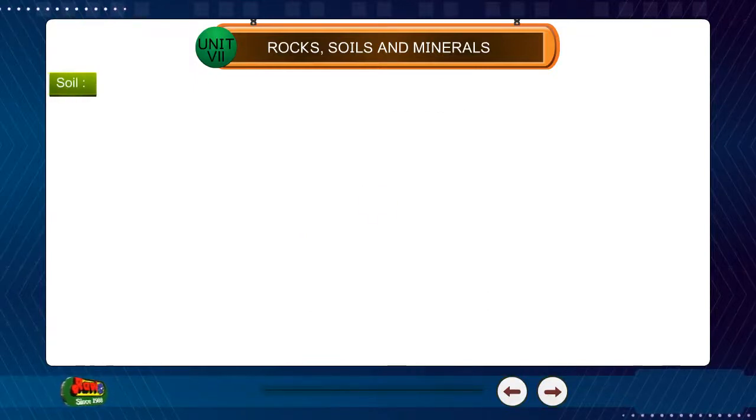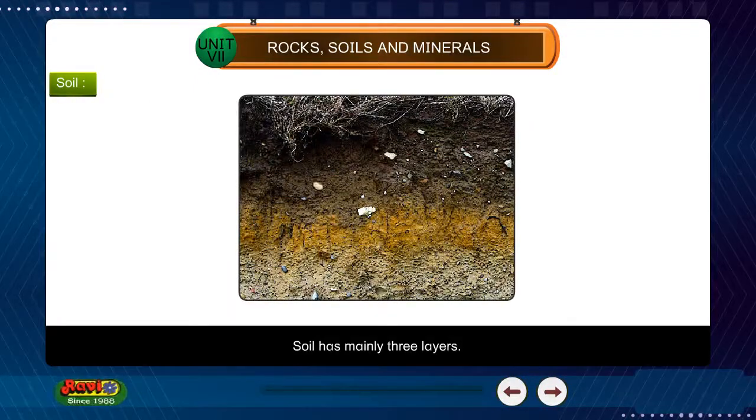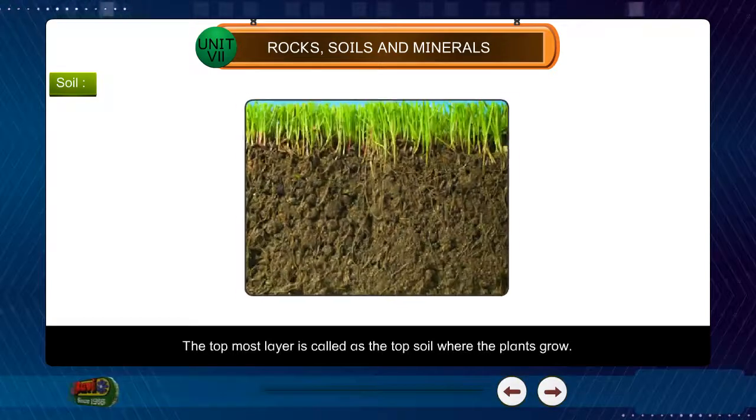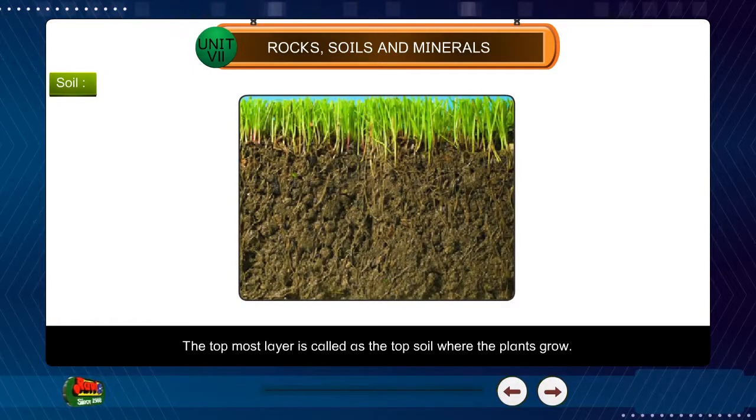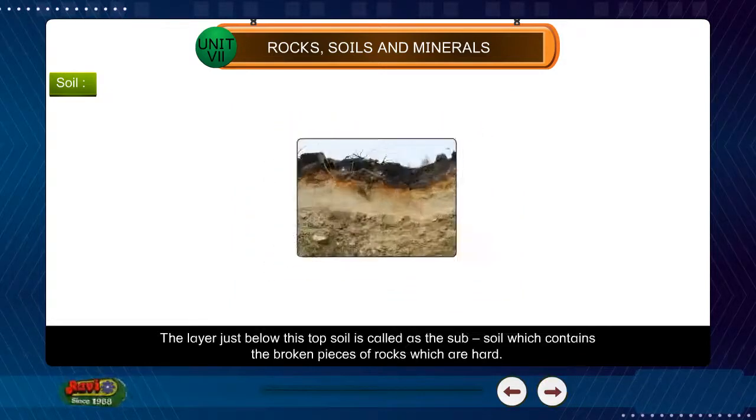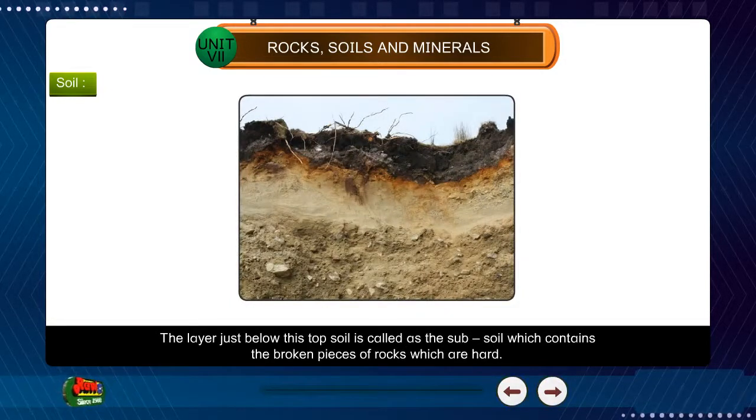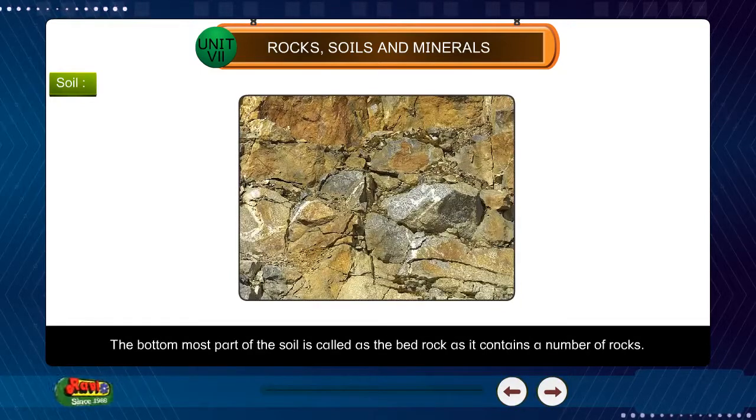Soil. Soil has mainly 3 layers. The topmost layer is called the topsoil, where the plants grow. The layer just below this topsoil is called the subsoil, which contains the broken pieces of rocks which are hard. The bottommost part of the soil is called the bedrock, as it contains a number of rocks.